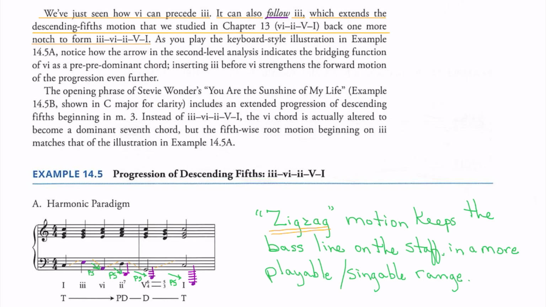So we've just talked about how the minor 6 chord can precede the minor 3 chord, but it can also follow the minor 3 chord. In this way, it extends the descending fifths motion that we studied in chapter 13. Let's see how this works.